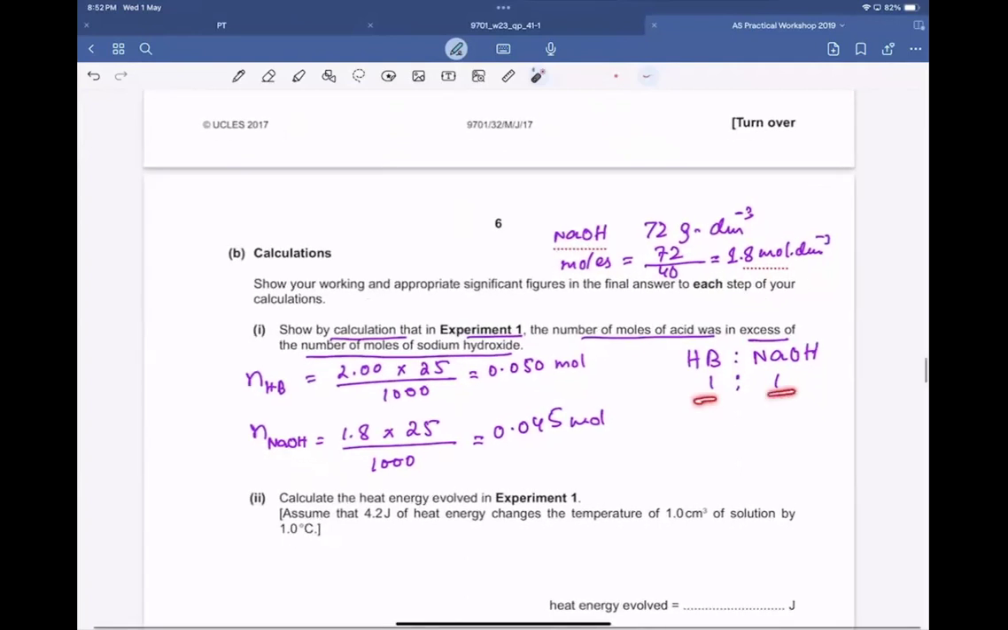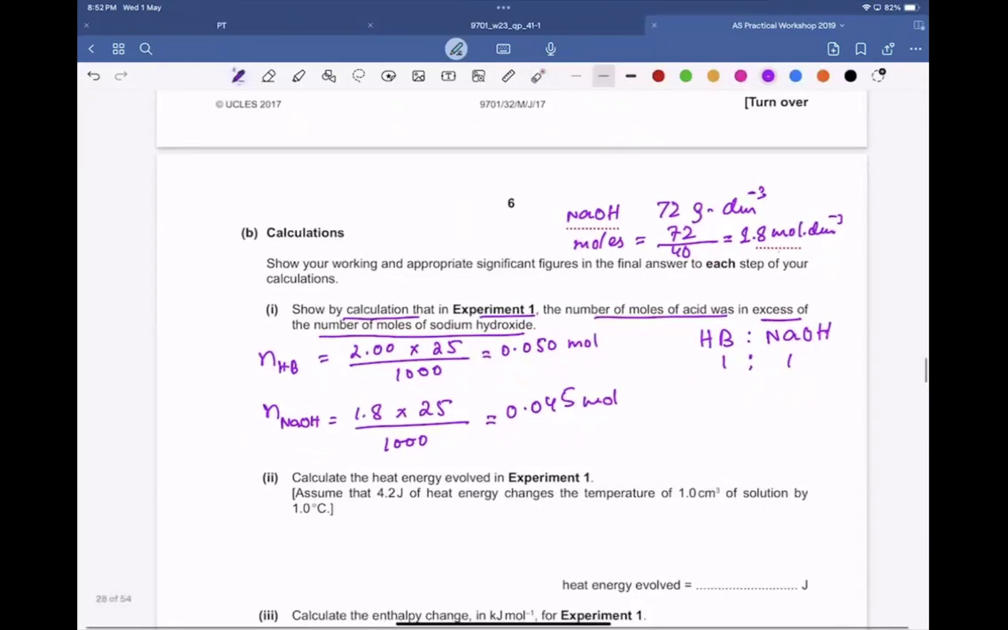So the ratio is 1:1. So it means that for 1 mole of HB, we need 1 mole of NaOH. So if there is 0.05 moles of HB, then for that we need exactly the same moles of NaOH, but the moles of NaOH would be lesser. So it shows that HB is in excess. Is this clear to all of you? If any one of you has any confusion, please ask.